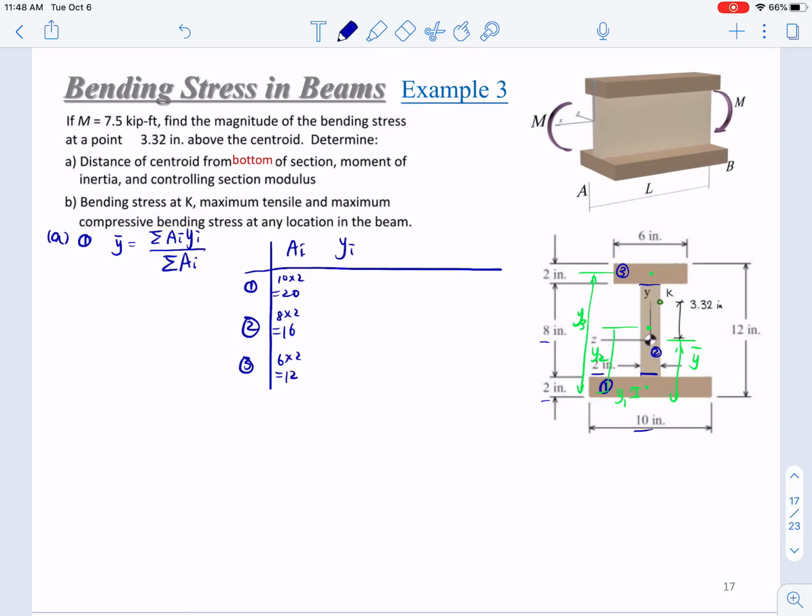For the y values, y1 will be 2 over 2, half of the thickness of area 1, that will be 1. For y2, that will be the thickness of area 1, 2, plus half of the thickness of sub area 2, 8 over 2, so we get 6. And y3 will be the thickness of area 1, that is 2, plus the thickness of area 2, this is 8, then plus half of the thickness of area 3, this is 1. We got 11.